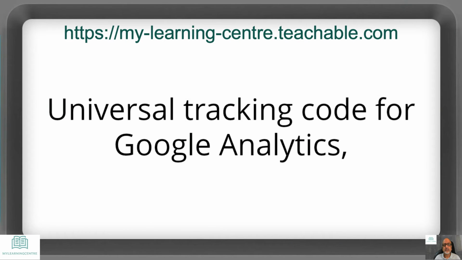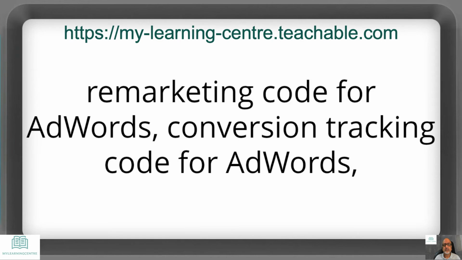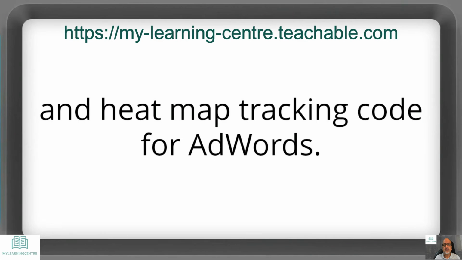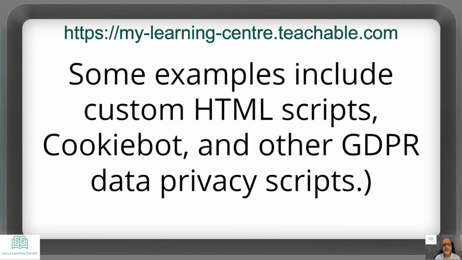Examples include the universal tracking code for Google Analytics, remarketing code for AdWords, conversion tracking code for AdWords, and heat map tracking code. Some other examples include custom HTML scripts, Cookiebot, and other GDPR data privacy scripts.